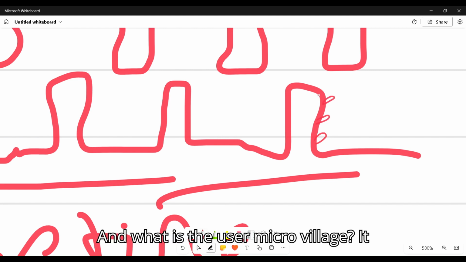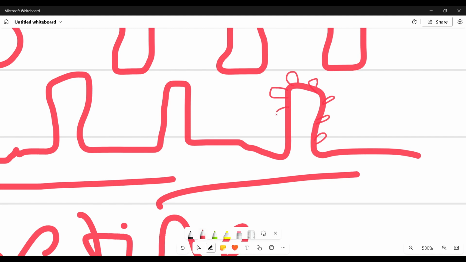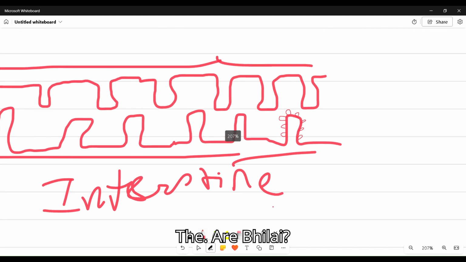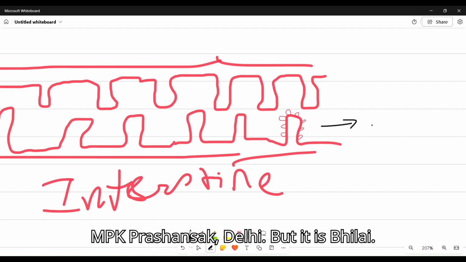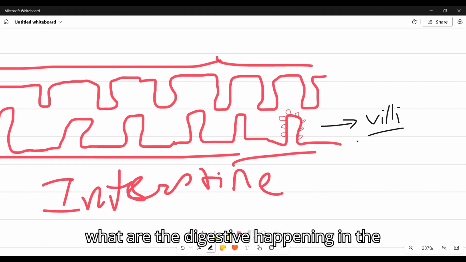And what is the use of microvilli? It increases the surface area for the digestion. Okay, so these are villi. Some people pronounce it villi, but it is villi. Okay. So what is the digestion happening in the intestine?